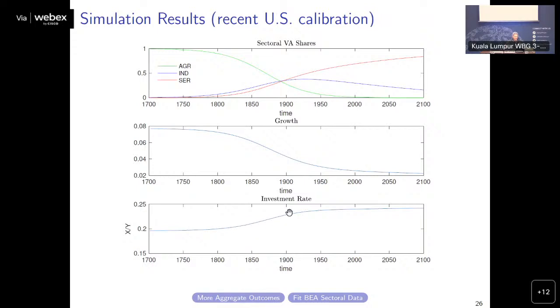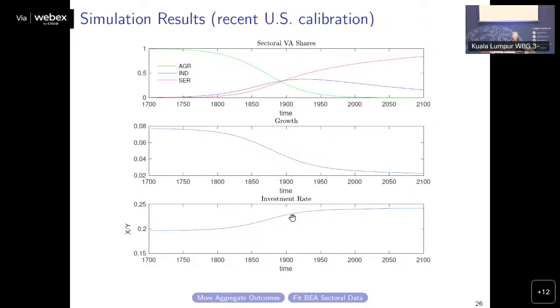The investment rate rises with development. And you can see as the investment rate rises, it coincides with the manufacturing sector increasing because investment is very intensive in manufacturing. Eventually, that investment rate stays high and manufacturing falls, and that's because the relative price of manufacturing goes down because you become more and more productive at producing manufacturing. But the initial rise is coming from this rising investment rate.